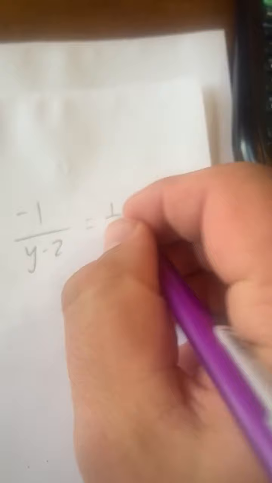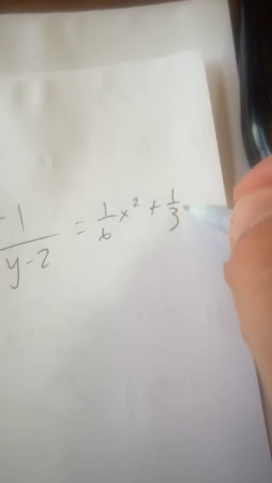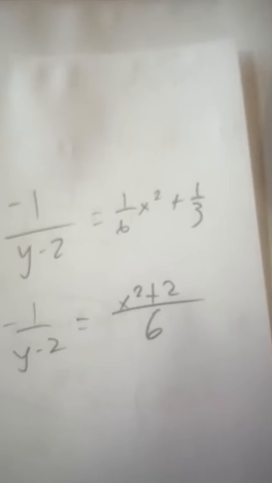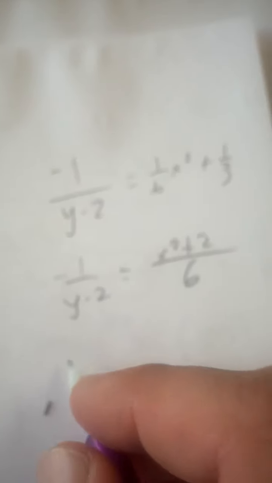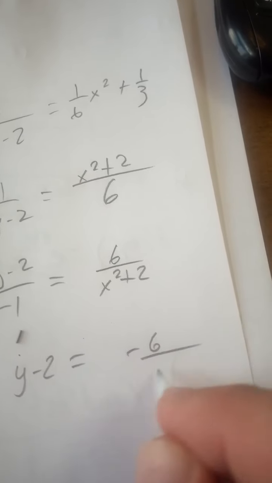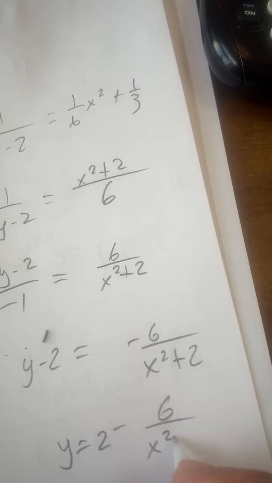So I get negative 1 over (y minus 2) equals 1/6 x squared plus 1/3. I would probably combine these. So this is 2/6. So this would be negative 1 over (y minus 2) equals (x squared plus 2) over 6. You don't have to do that, it just makes the next steps easier. If I'm trying to solve for y, I'm going to flip this over. So I got (y minus 2) over negative 1, that's why I did the last step, and then I flip this. Then I put the negative over there, so I got y minus 2 equals negative 6 over (x squared plus 2). Add the 2, so I get y equals 2 minus 6 over (x squared plus 2).